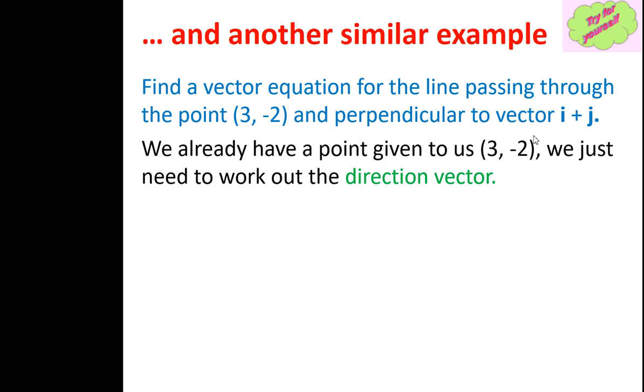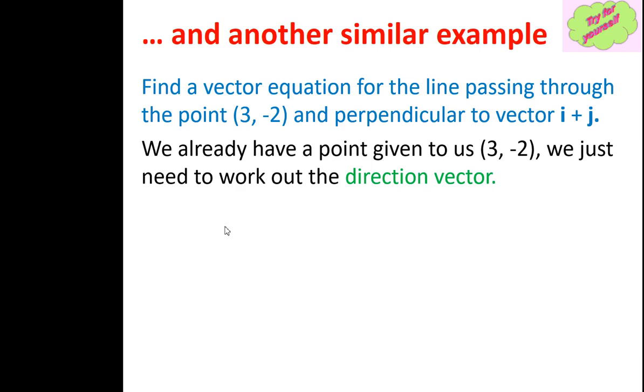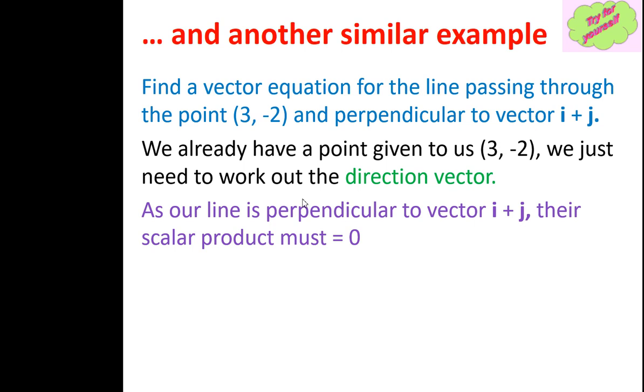So its position vector would just be a, or whichever letter you call it if you're looking at the formula booklet. Then a would be basically the position vector of that point. So we would have (3, -2). We just need to work out the direction vector based on the fact that it's perpendicular to vector i + j.